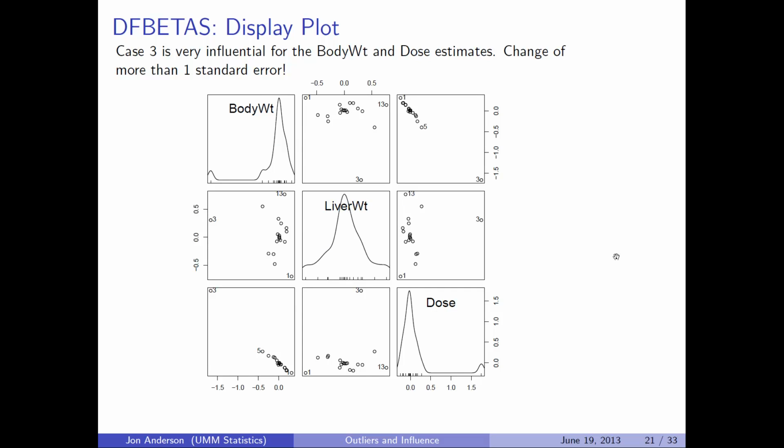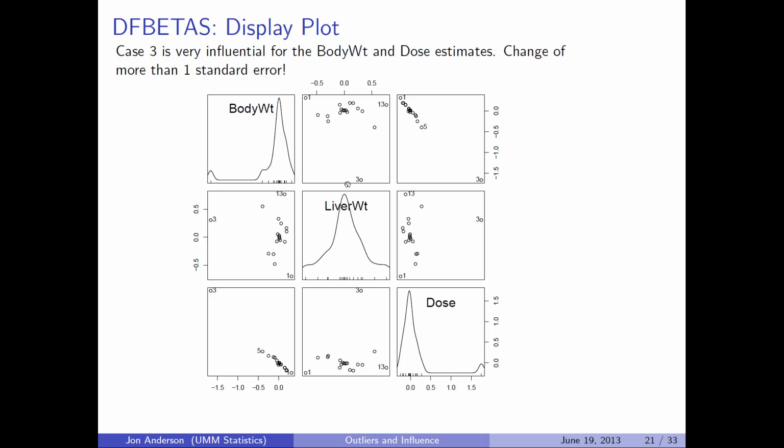The way to read this would be to take a look at, say, body weight scatterplot with liver weight. Well, here are all the DFBETAS. Remember that DFBETAS that are 0, 0 would be right here. So here would be cases that, if they are removed, would not change the body weight coefficient and would not change the liver weight coefficient at all, because their DFBETAS values are about 0.